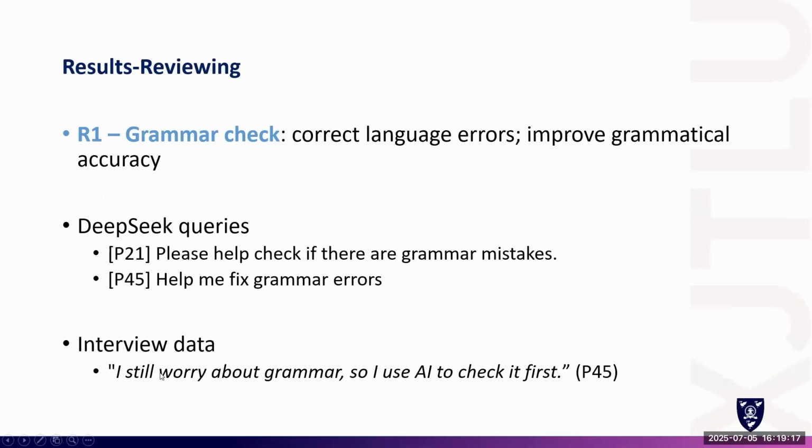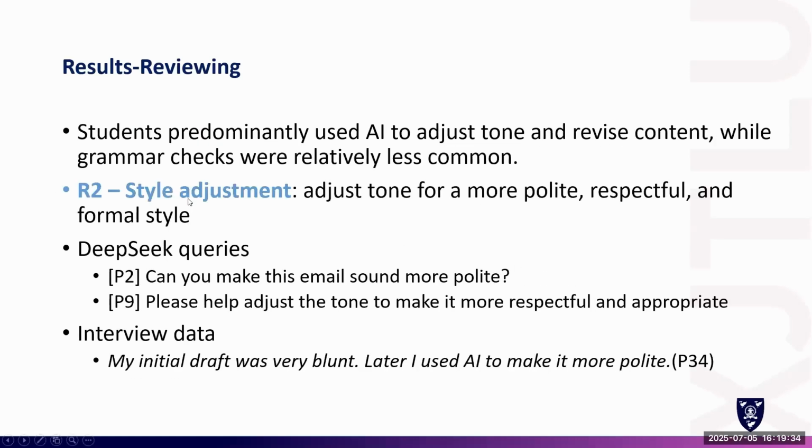And from the interview data, one student said, "I still worry about the grammar, so I use AI to check it first." That shows that even though it is not frequently used, some students still use it for the grammar check function. The most frequently used part of AI in reviewing is style adjustment. We know that email is more pragmatically demanding, because there is a hierarchical relationship between the sender, the student, and the receiver, the professor. This power relation means students need to be more conscious about the tone in their email, so they mainly use AI to adjust their tone.